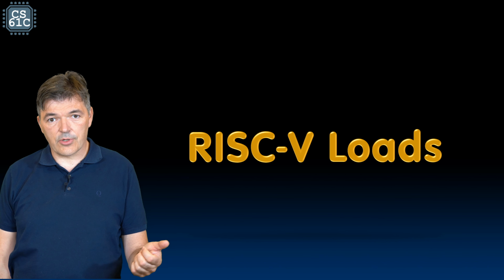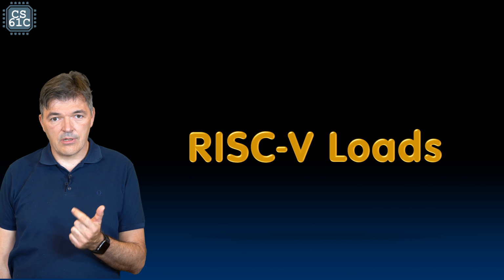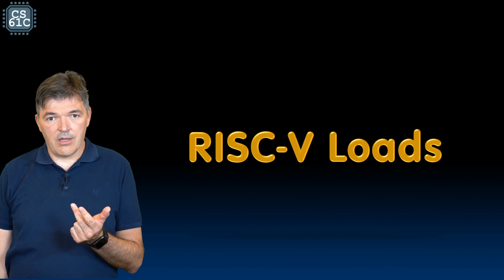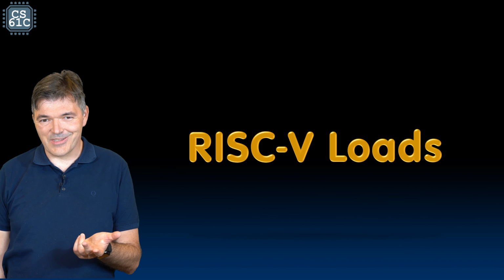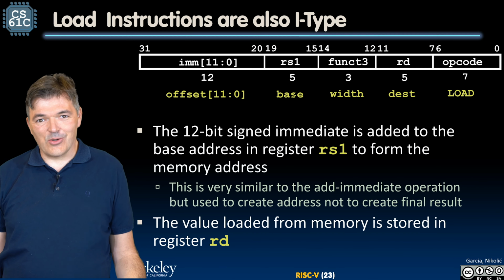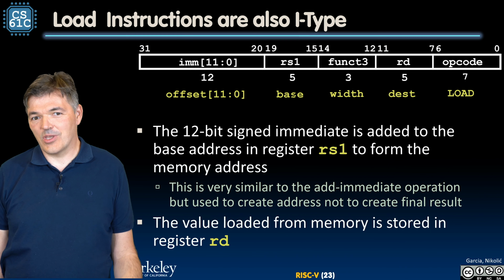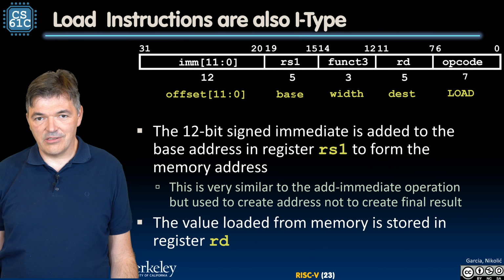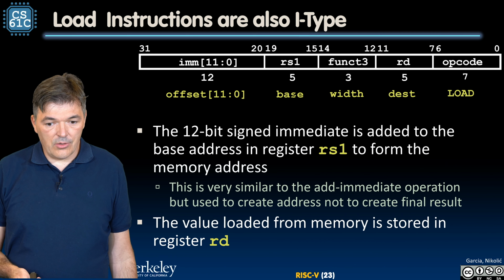So we need the instruction format that has room for one source register, a destination register, and an immediate. We've just covered that. That's our I type, or I format. So we don't need a new instruction format to support the loads. We can just use the I type. So here is how loads look.